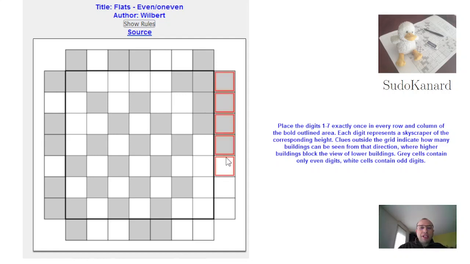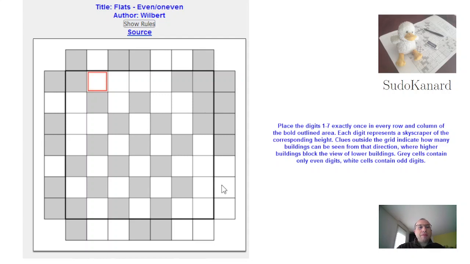And the special rule here is that shaded cells contain only even digits, and unshaded cells contain only odd digits. So here all digits go from 1 to 7. And here we have 1, 3, 5, 7. Here we have 2, 4, 6, but I won't pencil mark them right from the get-go. First, I think we should focus on placing the sevens.